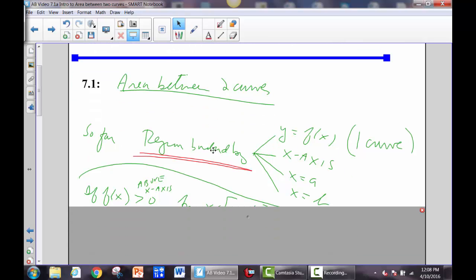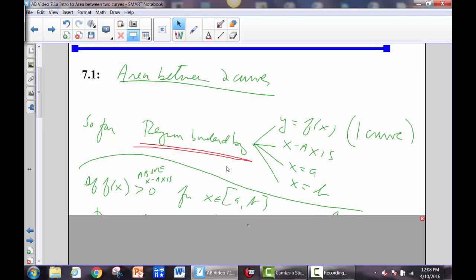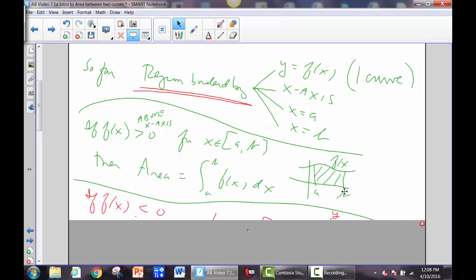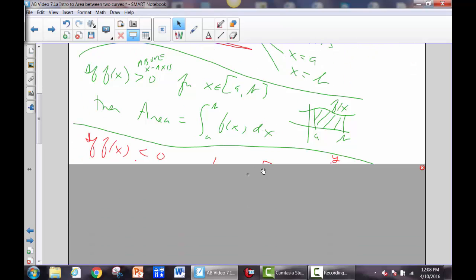So far, we've seen the region bounded by one curve, the x-axis, x equals a and x equals b. Now, if that function is above the x-axis the entire time between a and b, such as this graph right here, then the area is the integral from the left border to the right border, x equals a to x equals b, of f of x dx. Remember, these are the heights of the rectangles, and these are the common widths of the rectangles.